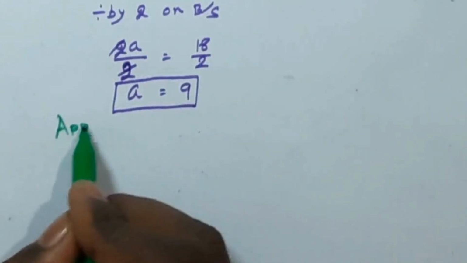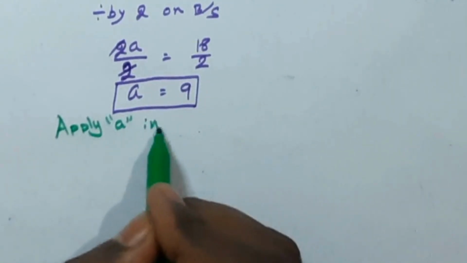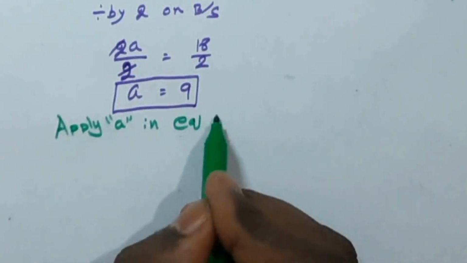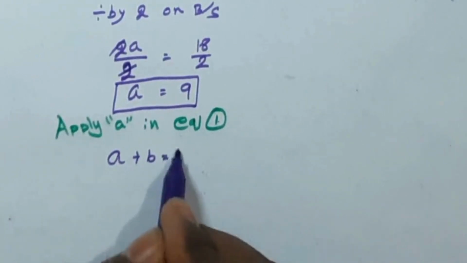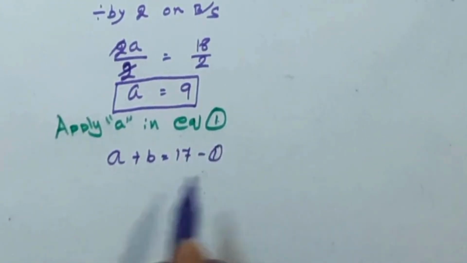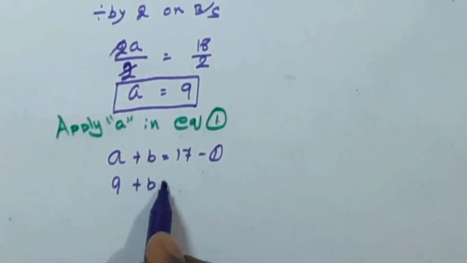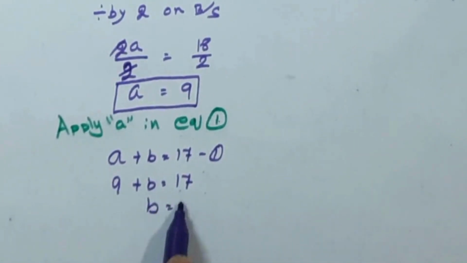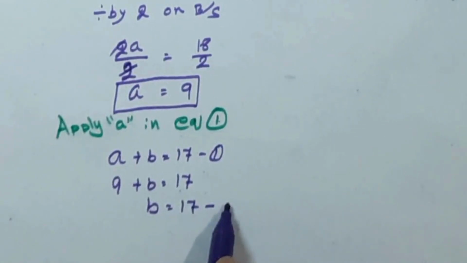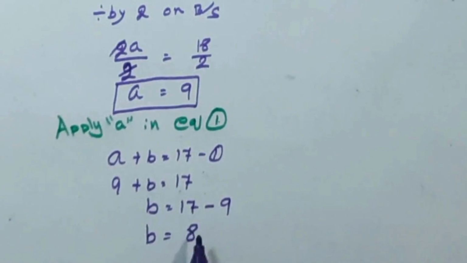Apply a in equation 1. A plus b equal to 17 is equation 1. A equal to 9 plus b equal to 17. So b equal to 17 minus 9. So b equal to 8.